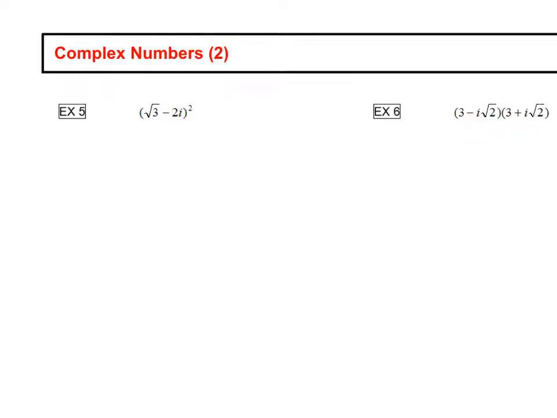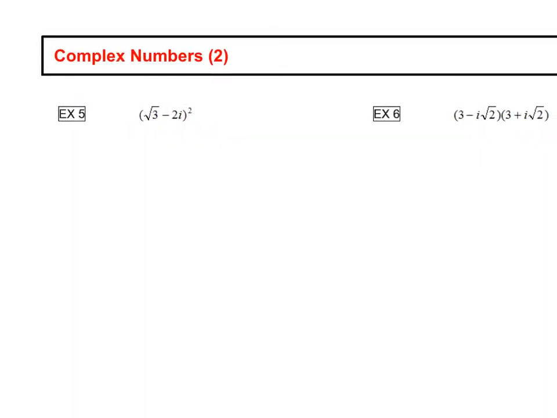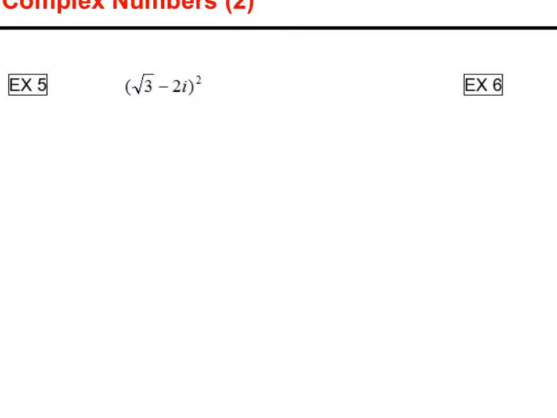Alright, so we're just continuing our complex numbers and different operations we'll come across. So here we have a complex number, square root of 3 minus 2i, and it's squared. It might be tempting just to bring the squared in to square everything, but because of this minus sign in the middle, we cannot do that.